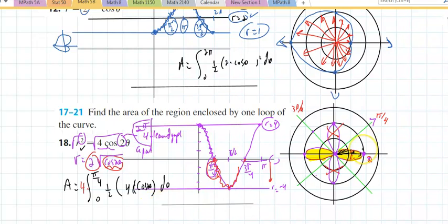You could do this, of course, from negative pi over 4 to pi over 4. If you're going to put the limits on the integral, make sure they are in ascending order from lowest to highest. It looks like this is it for this video.